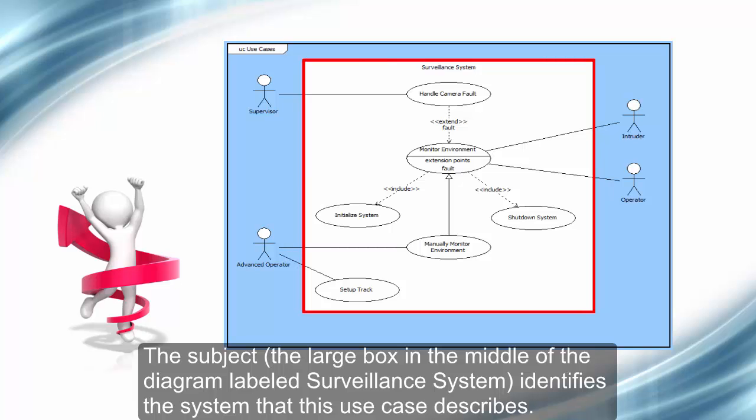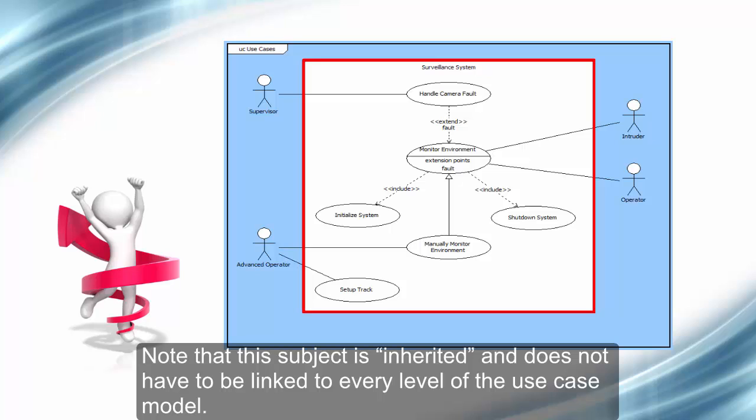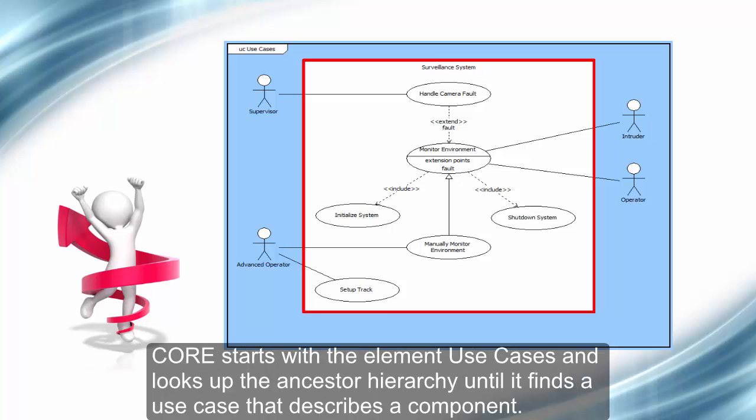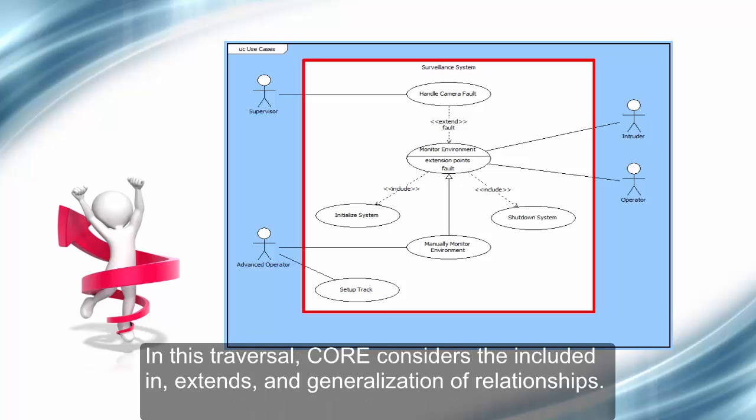The subject, the large box in the middle of the diagram labeled Surveillance System, identifies the system that this use case describes. Note that this subject is inherited and does not have to be linked to every level of the use case model. Core starts with the element use cases and looks up the ancestor hierarchy until it finds a use case that describes a component. In this traversal, Core considers the included in, extends, and generalization of relationships.